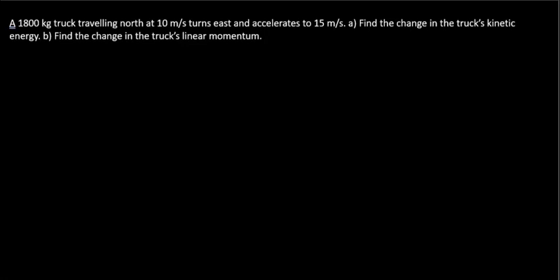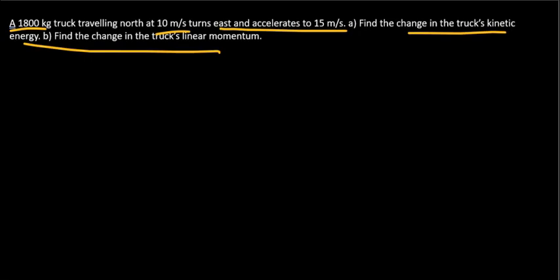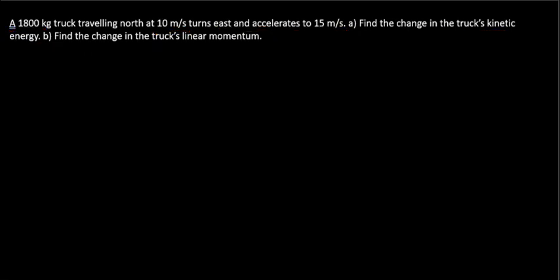Let's look at the following problem. A 1800 kg truck traveling initially north at 10 meter per second turns east and accelerates to 15 meter per second. Find the change in the truck's kinetic energy and also the change in the truck's linear momentum. The aim here is to highlight the fact that linear momentum is a vector and kinetic energy is not a vector. So that would affect the way the calculation is done for part A and for part B respectively.